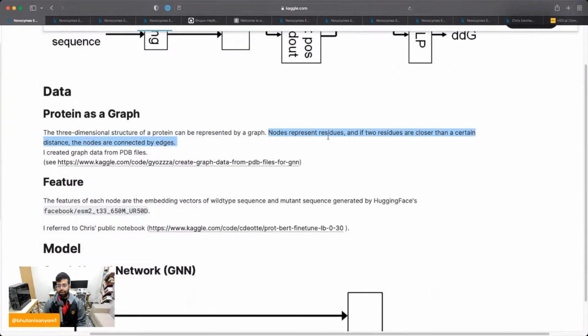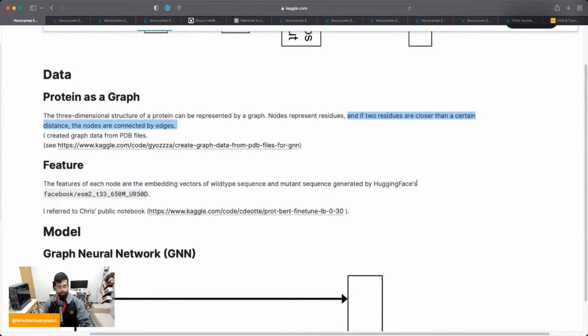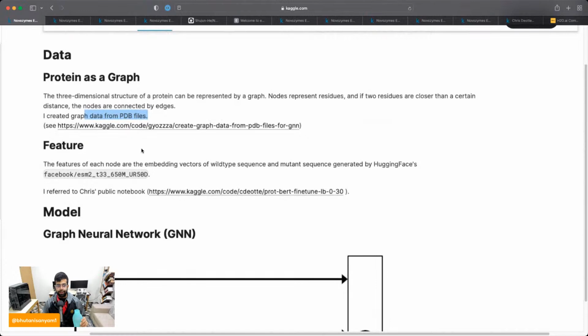Nodes. So in a graph, you have different nodes and different connections between the nodes. Nodes for this graph would represent residues. And if two residues are closer than a certain distance, the nodes are connected by edges. And this graph data was created from the PDB files linked here.